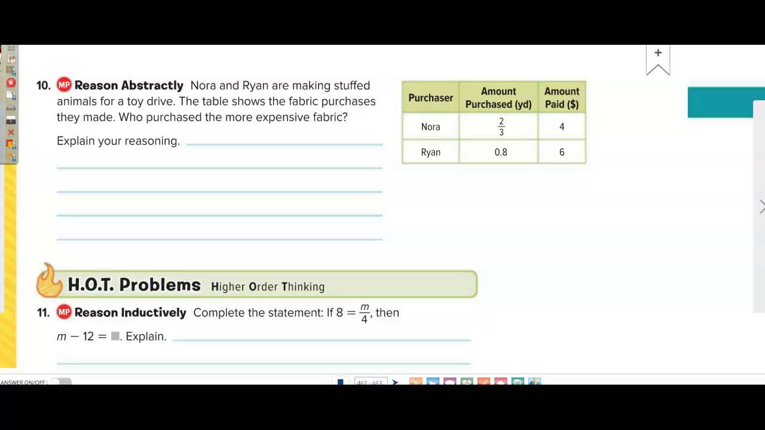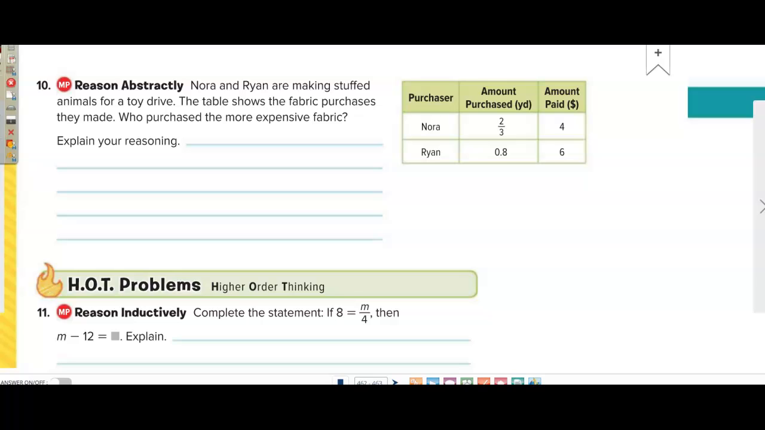All right, so today we're continuing on solving equations with rational coefficients. So I am on page 462, and this is actually part of your homework, so as long as you are following along, writing down what I'm writing down, you're going to get some easy answers. So on number 10, Nora and Ryan are making stuffed animals for a toy drive.